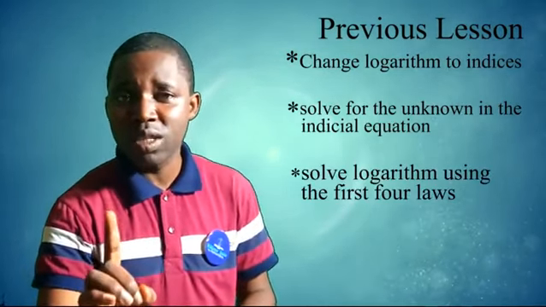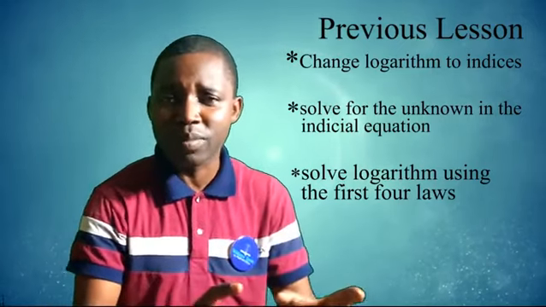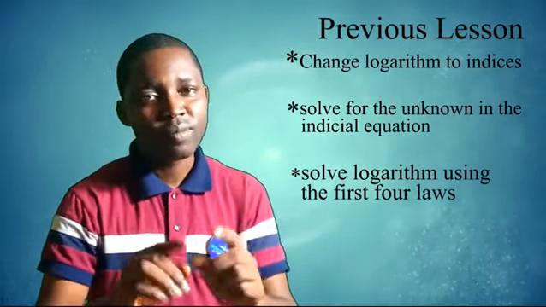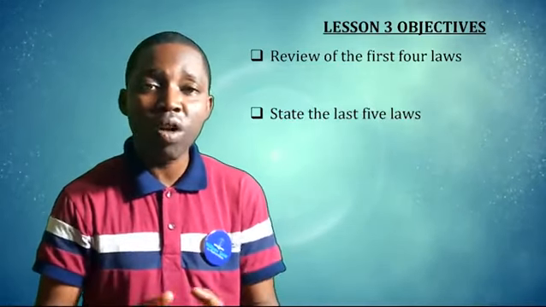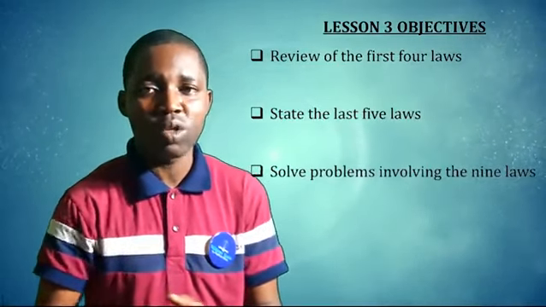And I mentioned to you the last time that we have 9 laws of logarithm, but we focused on just 4 of them. In this class, I will remind you of the first 4 laws of logarithm. We state the last 5 laws of logarithm, and then we solve problems involving the 9 laws of logarithm. You don't need to bother too much about anything. These laws are very simple. They are what you can easily get. Not to worry, William's Guide to Mathematics will give you a clear understanding of the 9 laws of logarithm. Let's take a review of the last 4 within the previous lesson.